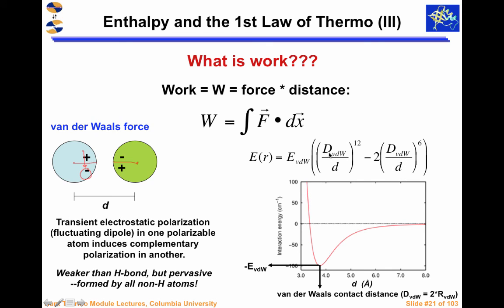If, on the other hand, d is greater than d van der Waals, we go out here, and at that point you have a quantity less than 1. If you raise a quantity less than 1 to the 12th power, that will be smaller in magnitude than the same quantity raised to the 6th power. And so in that regime, the negative term dominates, and you get net favorable electrostatic interaction energy.